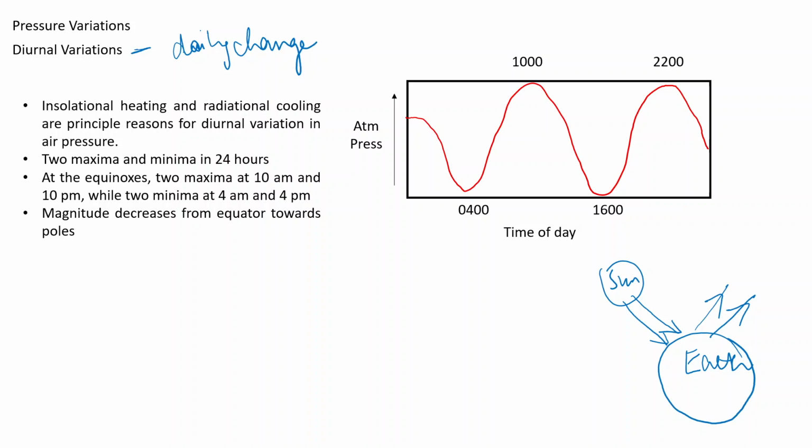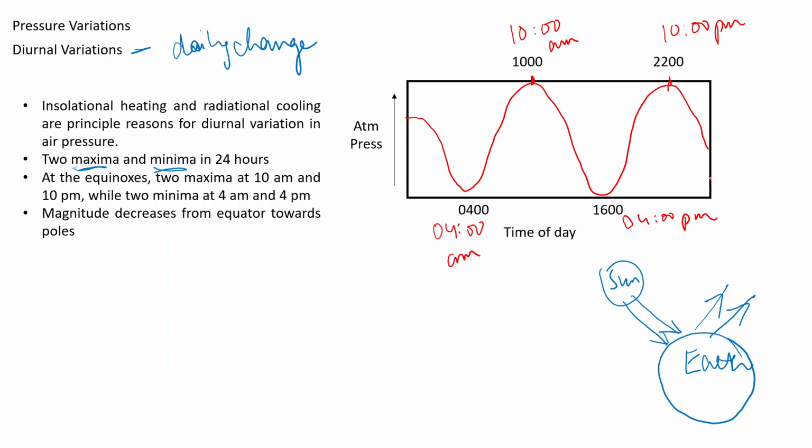So, we receive two maxima and two minima in 24 hours, and therefore it is also referred to as semi-diurnal maxima and minima. So, you should remember this, that of course there are variations, no doubt, but on an average, the pressure is maximum two times a day at 10 a.m. and 10 p.m. While it is minimum at 4 a.m. and 4 p.m.